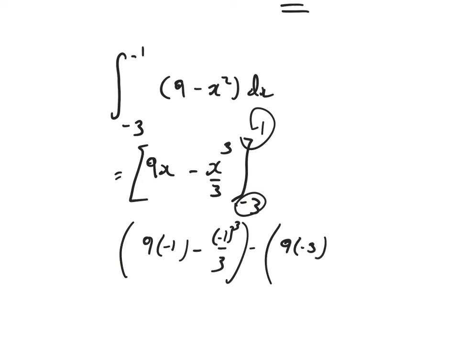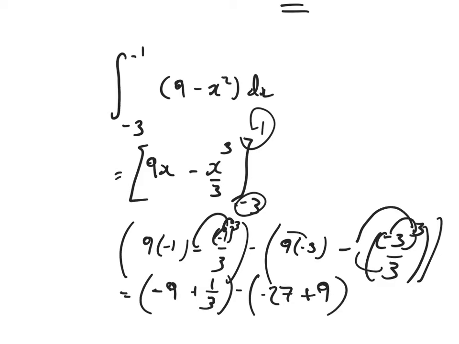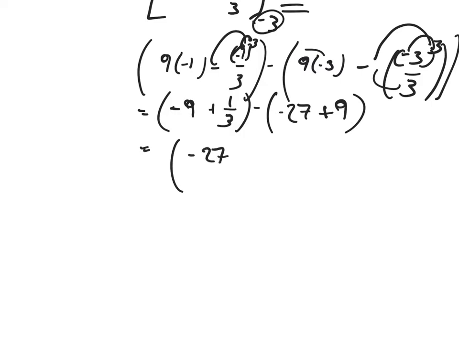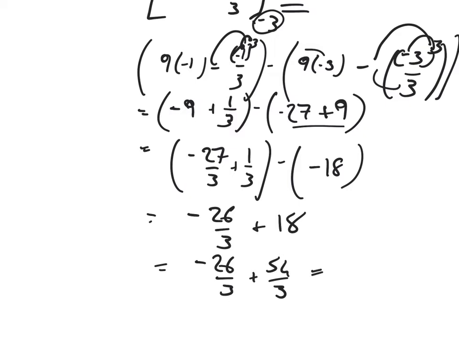That'll be 9 lots of -3 minus -3 cubed over 3. So that'll be -9 minus 1 cubed is -1, times that by -1, that's +1 over 3. -9 times -3 is -27, and then -3 cubed is -27. -27 times by the -1 is +27. +27 divided by 3 will be +9. Okay, so -9 will be -27 thirds plus 1/3. -27 plus 9 is -18. So that's -26 thirds plus 18. Okay, so -26 thirds plus 54 thirds, and that is equal to 28 thirds.